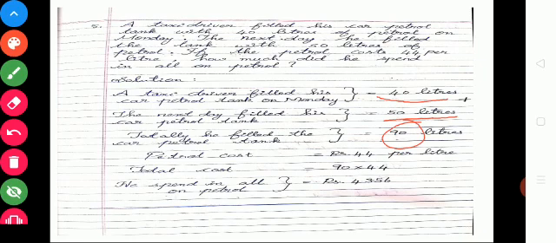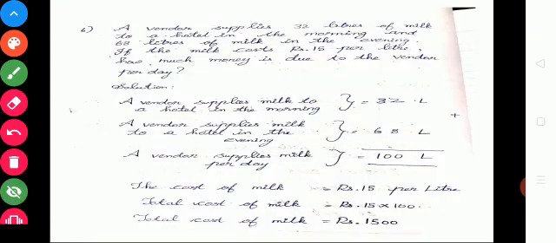So the petrol cost, how much is it given? 44 per liter. That means 1 liter, how much? 44 rupees. So he filled 90 liters. So how much does it cost? 90 into 44. He spent in all on petrol how much? Rupees 4,356. Okay, children, how much? 4,356.